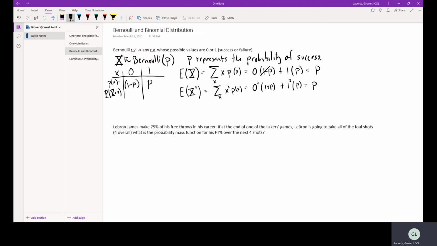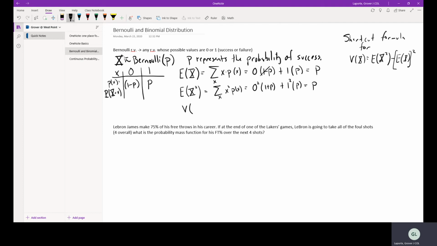And here, let me just write the shortcut formula in case you don't remember it. The shortcut formula for the variance of x was the expected value of x squared, which is what we just calculated here, minus the expected value of x quantity squared, which is what we just calculated here. So we just have to square that term and put it in here.